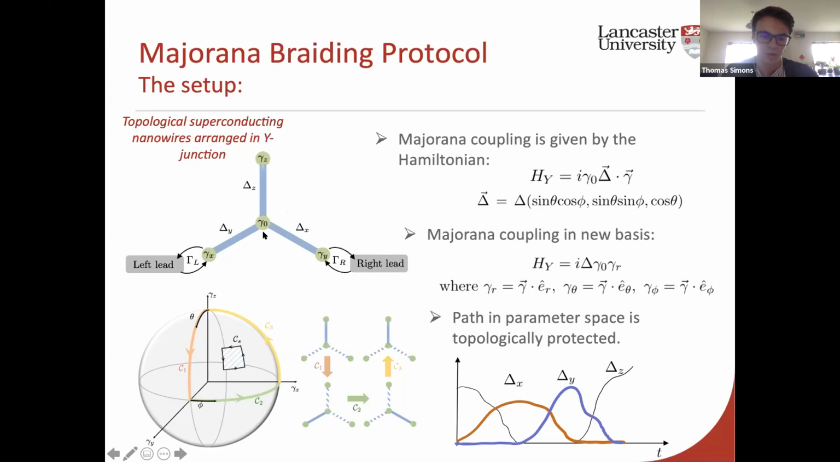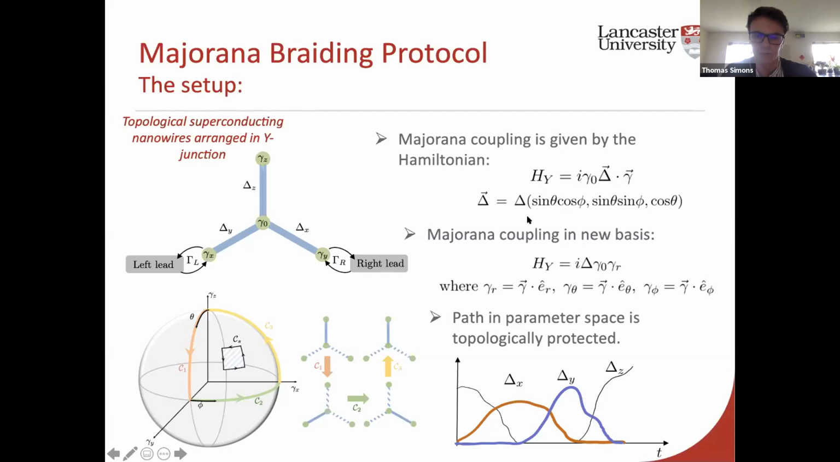Due to the coupling between the Majoranas at the center of the system, you can show that the ground state of this Y junction is spanned by just 4 Majorana operators. So the 3 external ones and then 1 in the center, gamma 0. And we couple this system to 2 external leads in order to probe the transport. So if we can control the couplings between the 3 external Majoranas and the 1 in the center with some strength delta, we can write down our Hamiltonian for the Y junction in this form here.